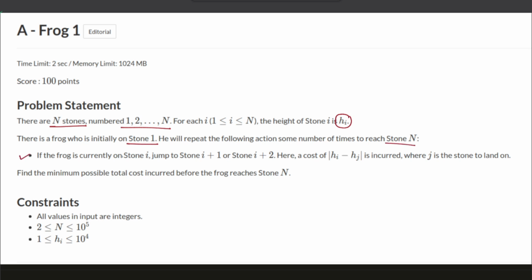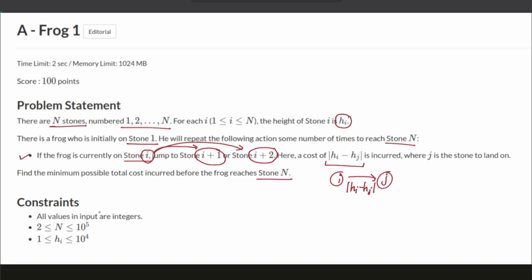The action is that if the frog is currently on the ith stone, he can jump onto the (i+1)th or (i+2)th stone, from i to i+1 or i+2. The cost incurred in a particular jump from i to j is the absolute value of the difference between their heights. And we need to find the minimum possible total cost incurred before the frog reaches stone n.